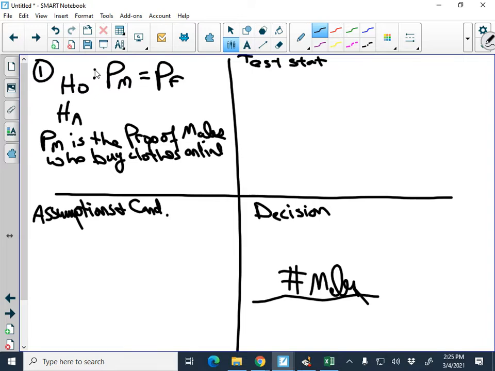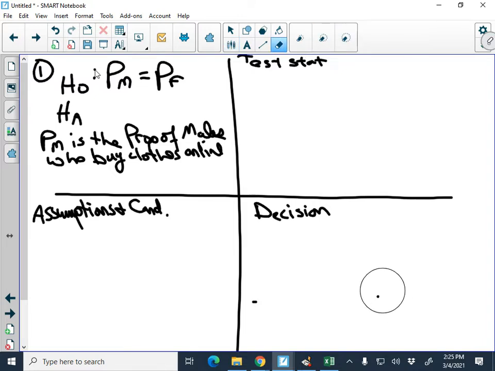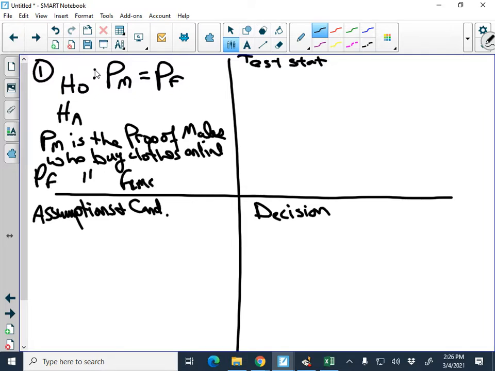So we are talking about those things called proportions, which is out of 1, it's like a percentage, but we understand like 0.45 is the equivalent of 45%. Okay, so now what is PF? PF, ditto for the females. So it's the proportion of females that buy clothes online.